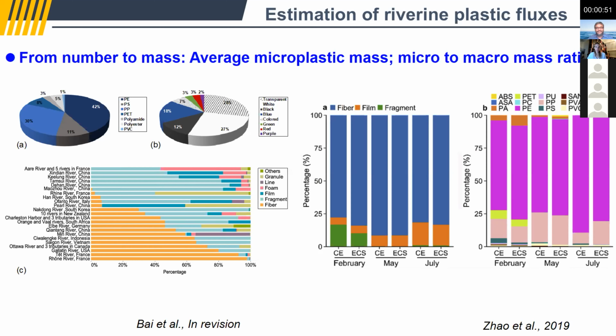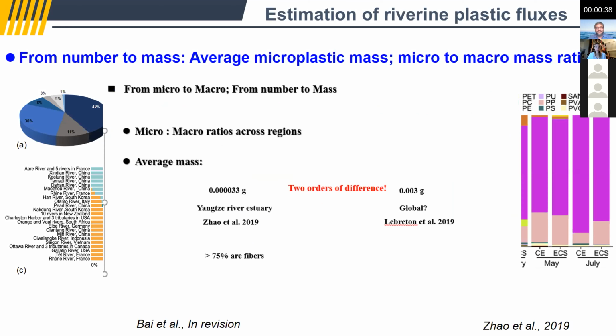And the second thing is the ratio of micro to macro plastics in the rivers. We all know that this ratio currently varies a lot across regions.